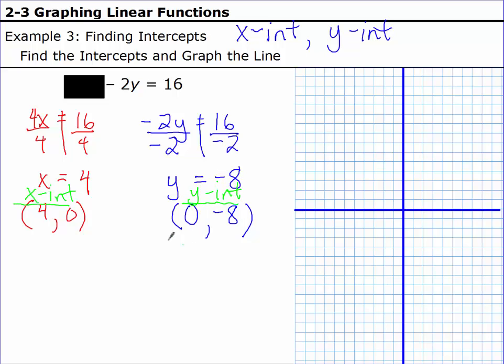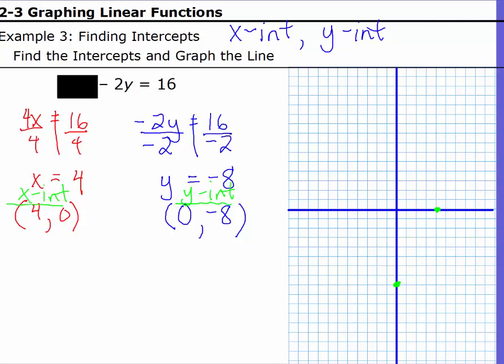Told you on the last page that you need a minimum of 2 points. Well, we have exactly 2 points. So we don't really have to go find anything else. I can just plot these 2 points, 1, 2, 3, 4, 0 right there. And 1, 2, 3, 4, 5, 6, 7, 0, negative 8 down here. And then draw a line through it.